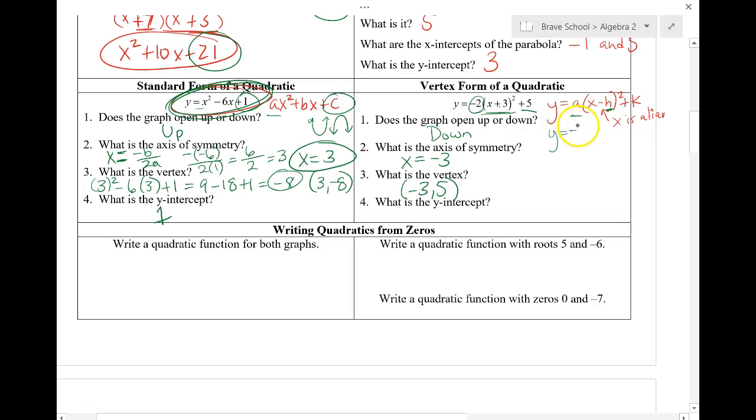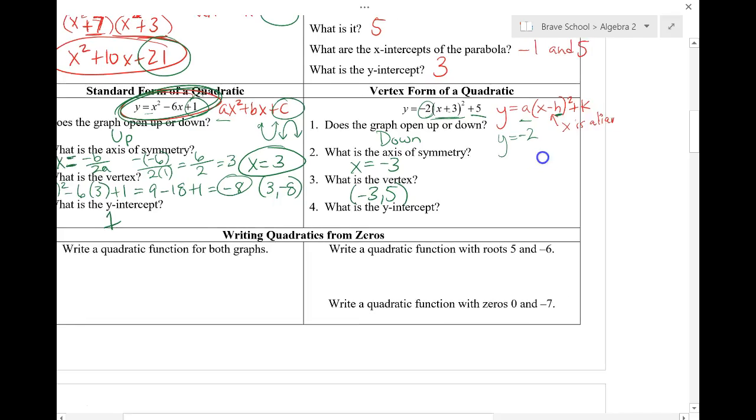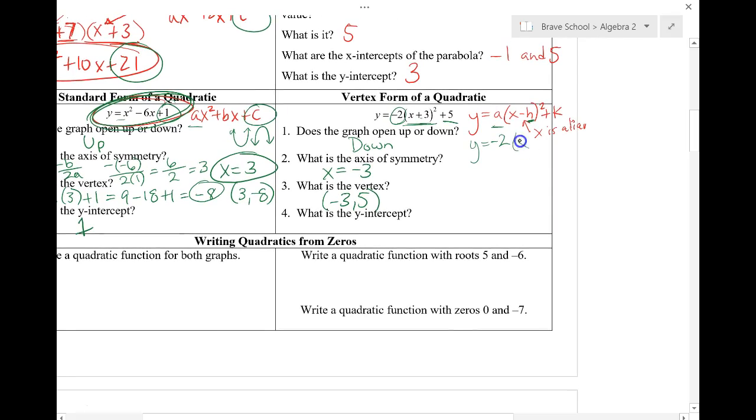So let's write it out. Negative 2 times (x plus 3) squared plus 5. Okay, let's multiply this out. First thing, remember PEMDAS, follow your order of operations. Let's do the parentheses first. Here we've got (x plus 3) squared, so that means x plus 3 multiplied twice.